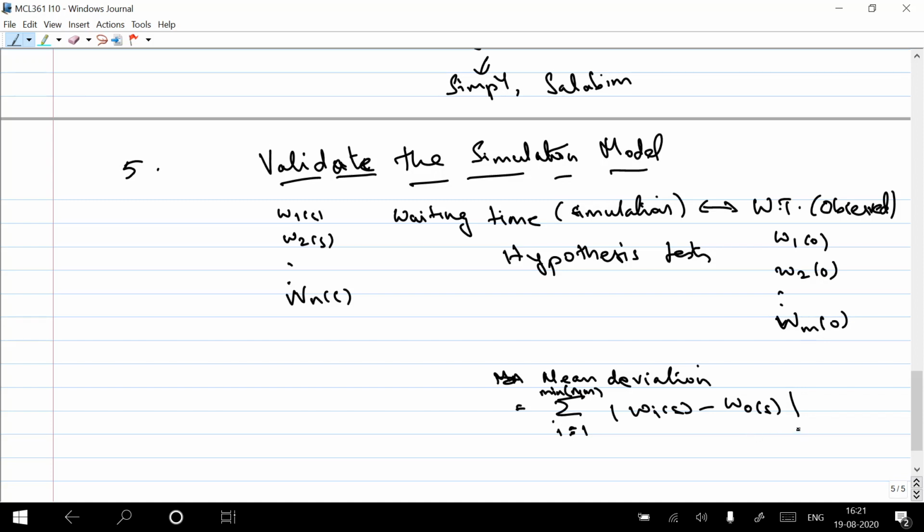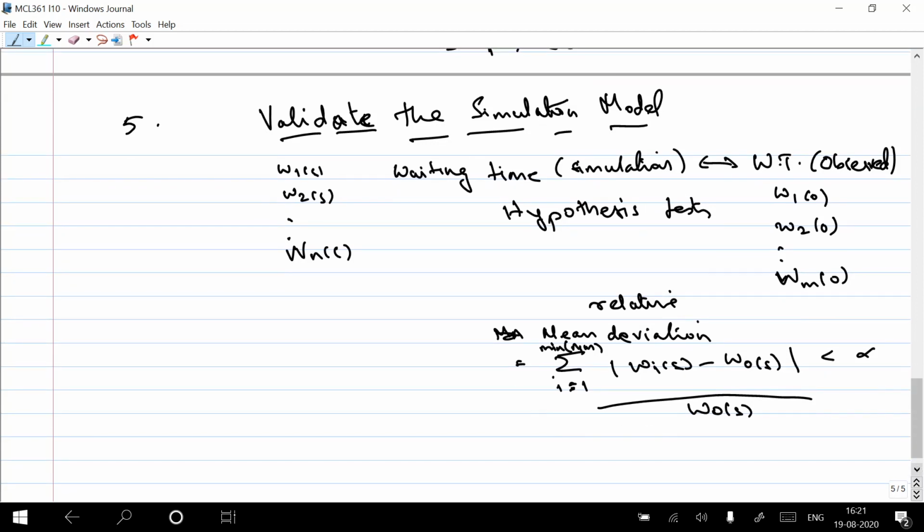If not, then you set a standard saying, okay, you want this to be less than some alpha, right? So maybe it has to be less than 5% or whatever it is. And of course, you can also divide this so you get the mean relative deviation as well. That is also possible. So it can be the mean deviation or the mean relative deviation, and so on. So there are many ways to validate.